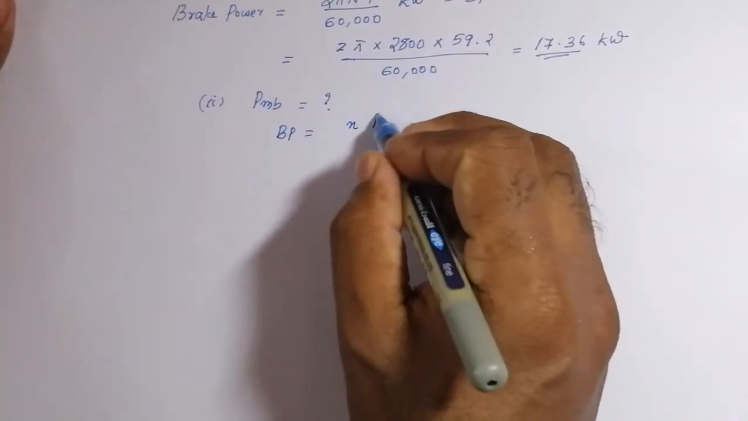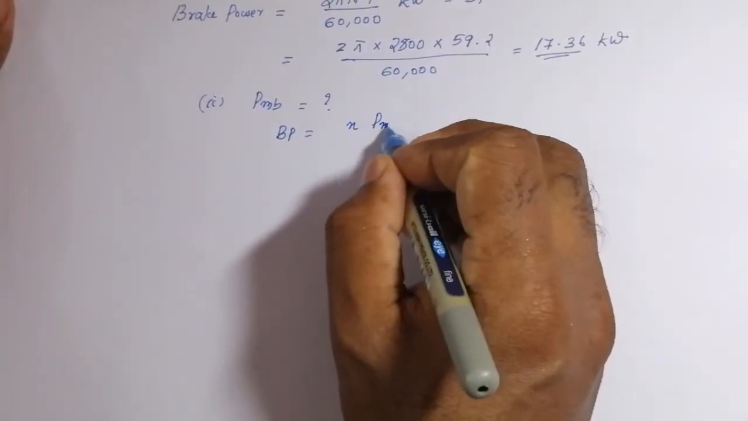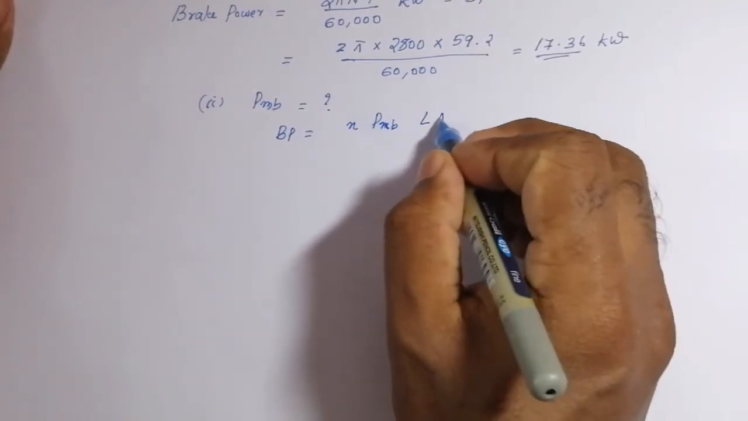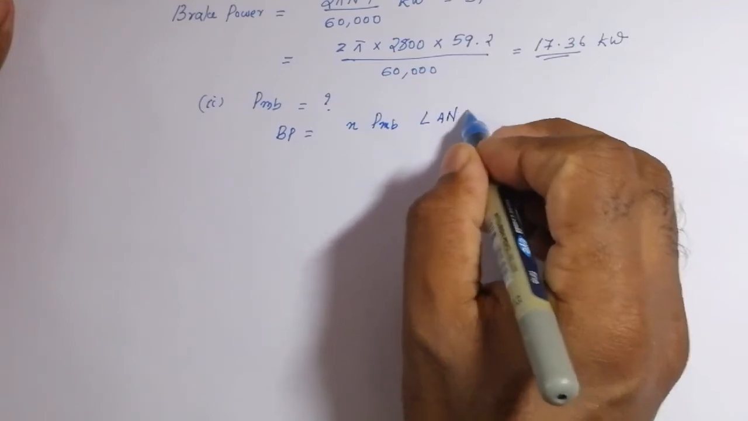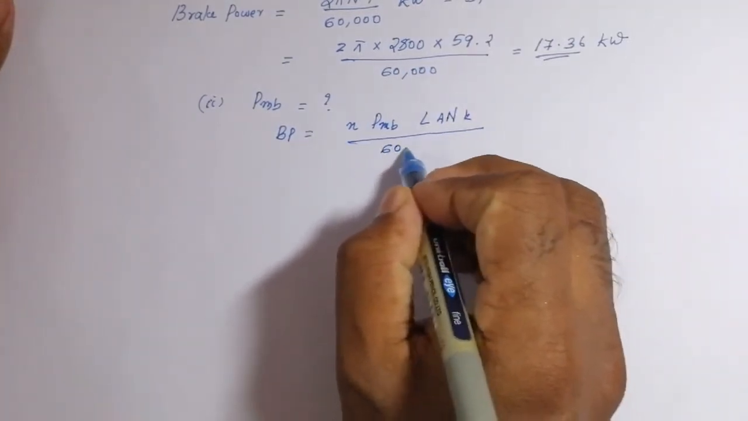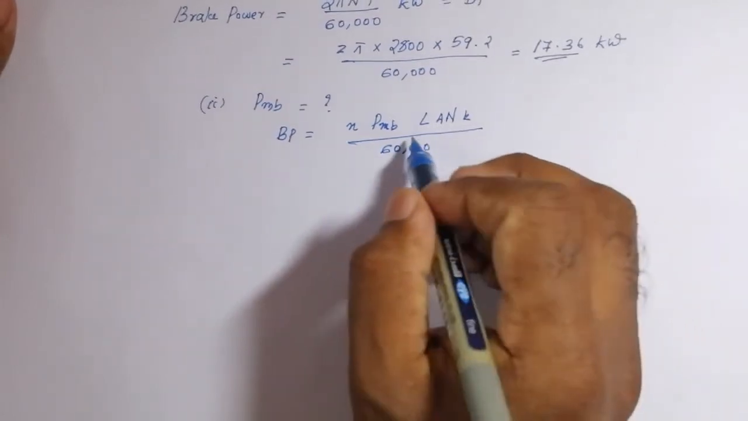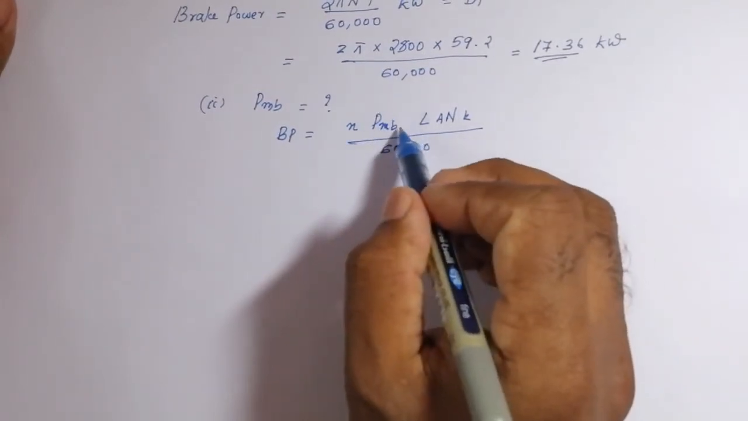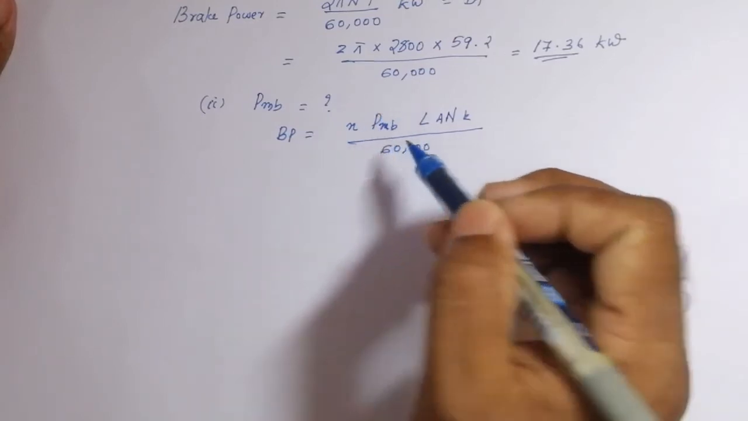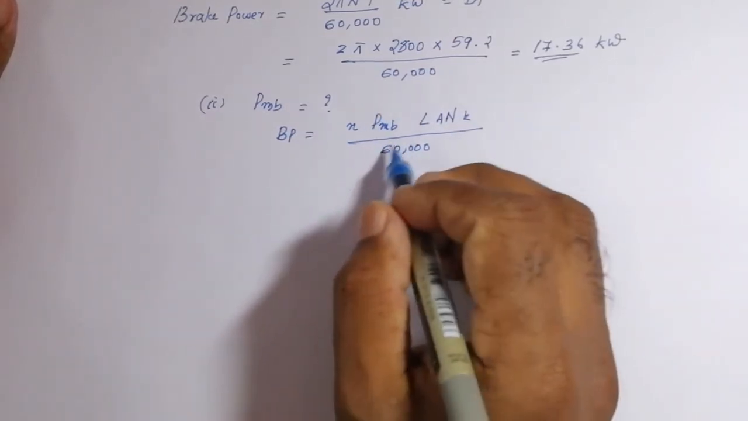N into brake mean effective pressure into L A N K divided by 60,000 into. So here the brake mean effective pressure should be in Newton per meter square. Okay, so this equation can be reduced.